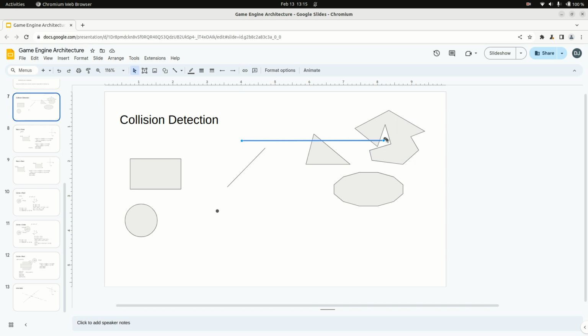So if I'm inside, I'll cross 1, 2, and 3, or that's still 3, or 1. If I'm outside, it will be an even number. So 1, 2, 3, 4.